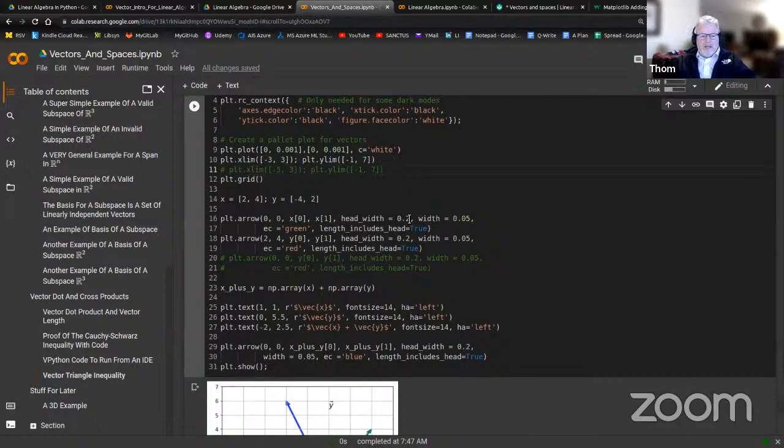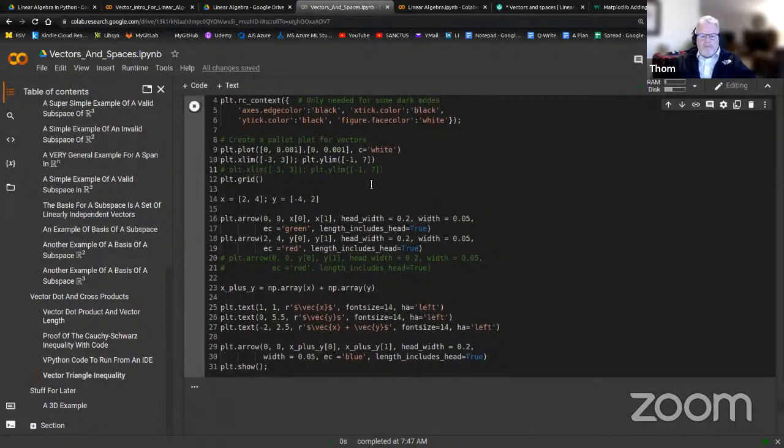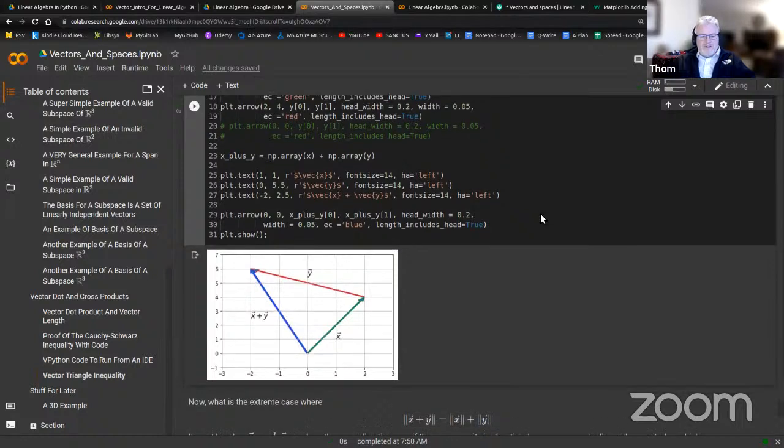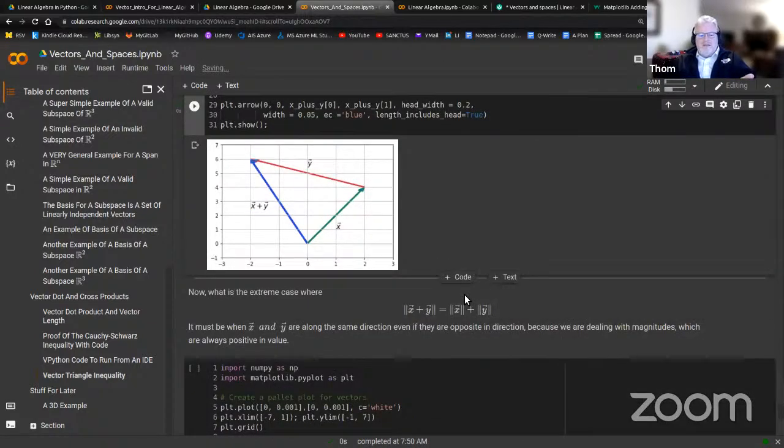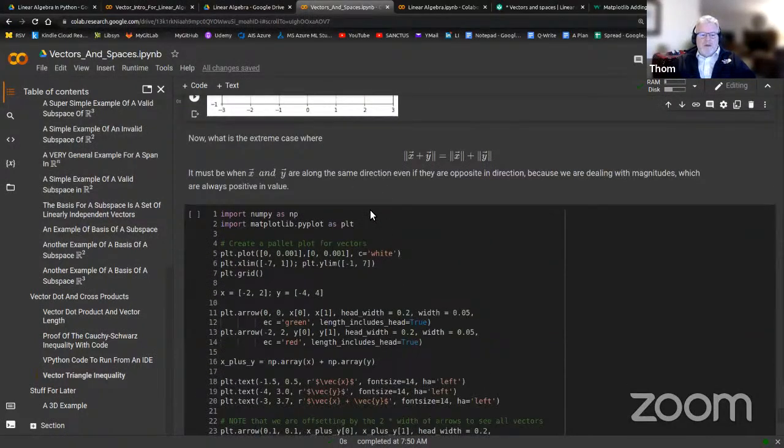All right. And if we rerun it, we get the head to tail with the limits rescaled. Okay, so I want to just show you that, yeah, don't worry about where those vectors are placed. The reason we do certain placements is just to make the visualization of the linear algebra math easier. Okay, now again, what is the extreme case where the addition of two vectors, and then we take their magnitude, does equal the magnitude of x plus the magnitude of y?